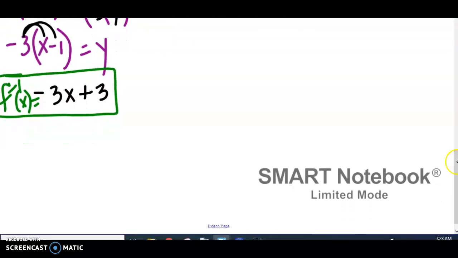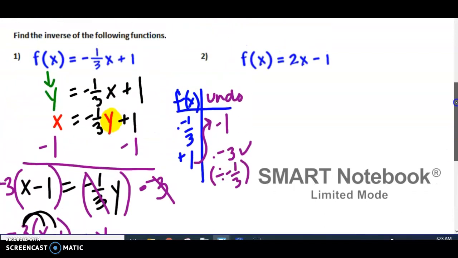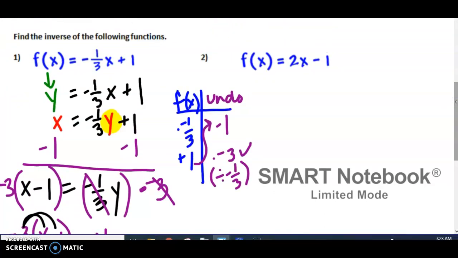So let's go back to the second one. And you can stop this video at any point and analyze and replay what just happened so that if you need to see it a second time, you can. So if I look at this one, first thing I'm going to do is make myself a little cheat sheet of what's happening. If I were to plug in something here for x, the first thing I would do is multiply by 2, and then I would subtract 1.